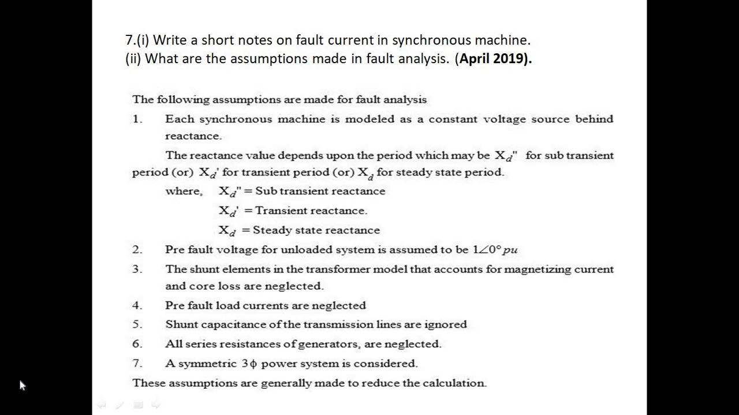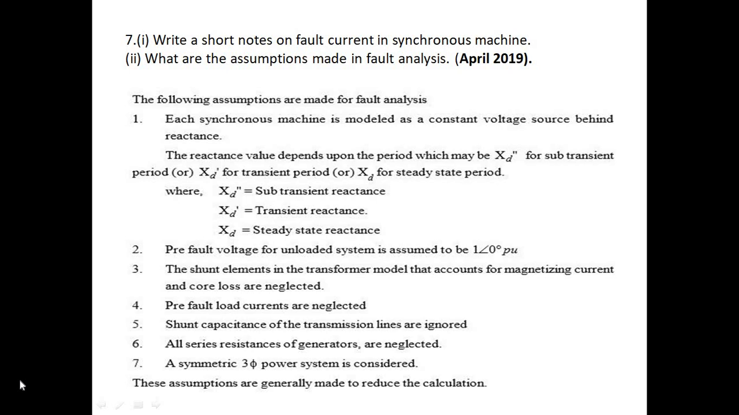First one, each synchronous machine is modeled as a constant voltage source behind reactance. The reactance value depends upon the period, which may be Xd double dash for the subtransient, Xd dash for the transient period, or Xd for the steady state period, where Xd double dash is the subtransient reactance, Xd dash is the transient reactance, and Xd is equal to the steady state reactance. Second one, the pre-fault voltage for an unloaded system is assumed to be 1 angle 0 per unit.